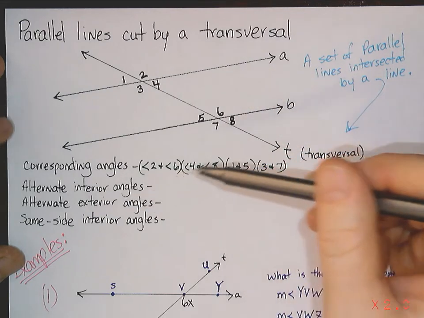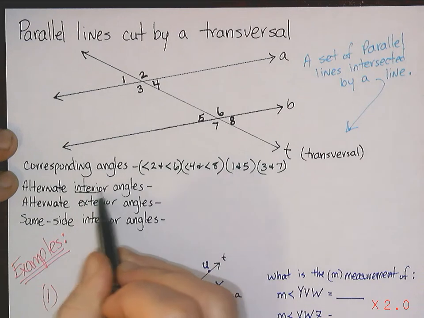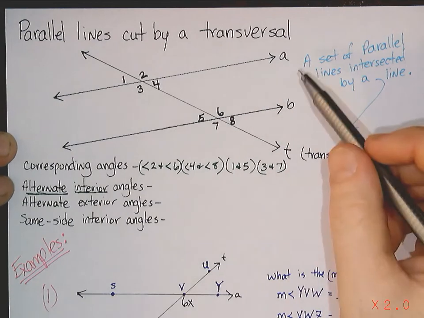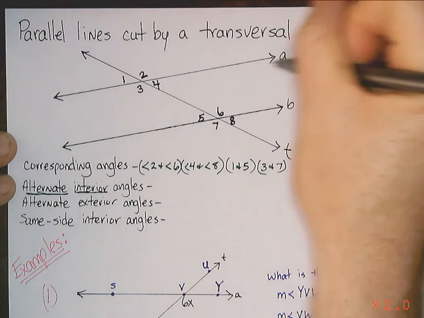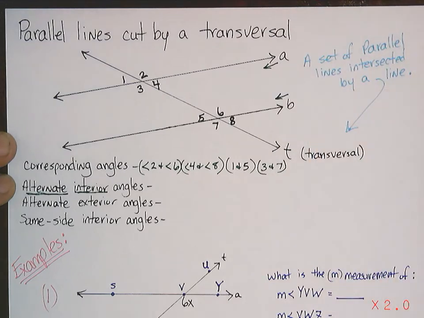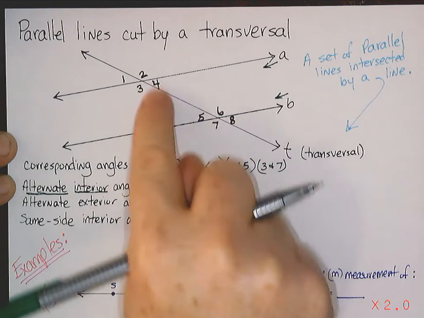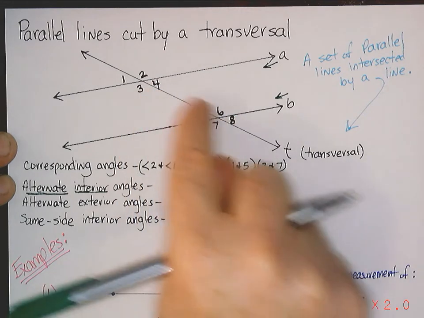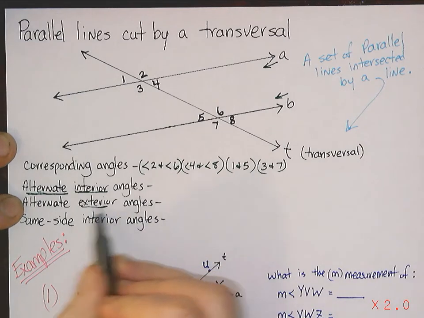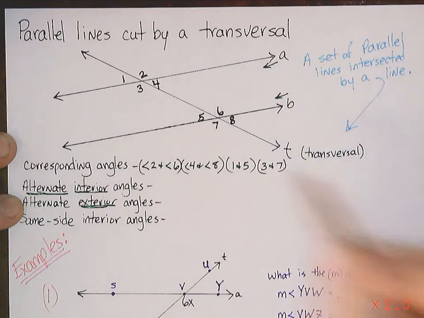For alternate interior angles, okay, the key word there is interior, and obviously alternate means on the other side. So if you look here, interior is what occurs inside the parallel lines. So you've got 3, 4, 5, 6. Those are the angles that occur on the inside of the parallel lines. Those are your interior angles. Your exterior angles are angles that occur outside of those parallel lines. So 1, 2, 7, 8 are exterior.